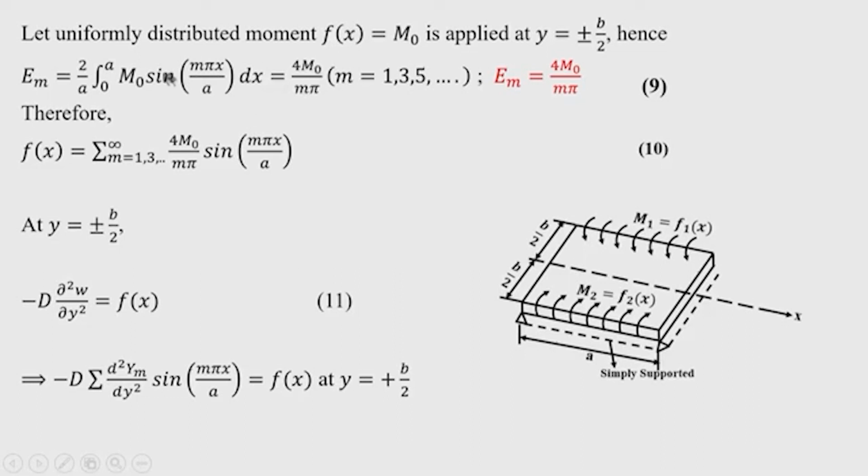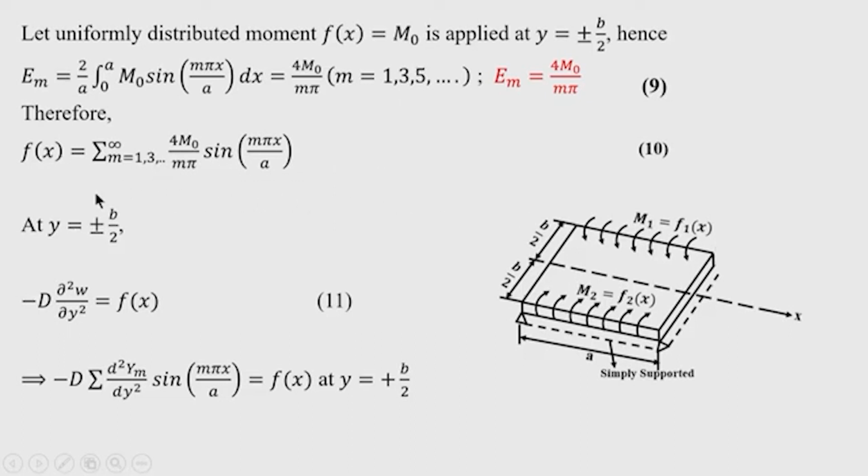Okay. Now, after substituting the value of E m, we can express the distributed moment in a definite form, that is 4 m naught by m pi sin m pi x by a. This coefficient is very important, because when the uniformly distributed moment acts on the edges, this coefficient represents the amplitude of each of the sine terms, which is used to compose the series.